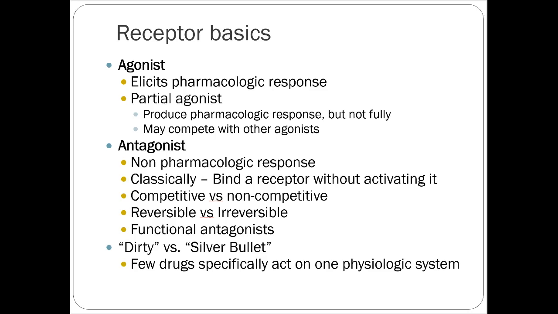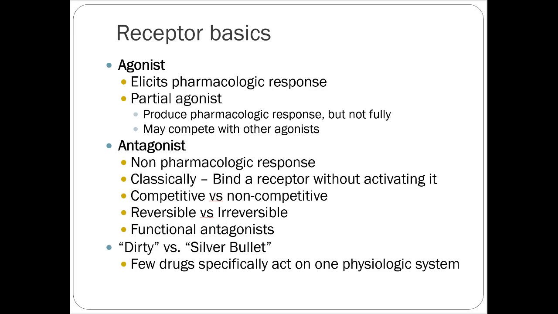And then there's the concept of a functional antagonist. A functional antagonist means it doesn't do anything to the receptor, but when you give the drug, it does something in the body that antagonizes a certain physiologic response. Sometimes we'll use that term, and it's important not to get those two confused, because it's not doing anything to the receptor. It's just causing an effect that's different from what the endogenous effect would be.